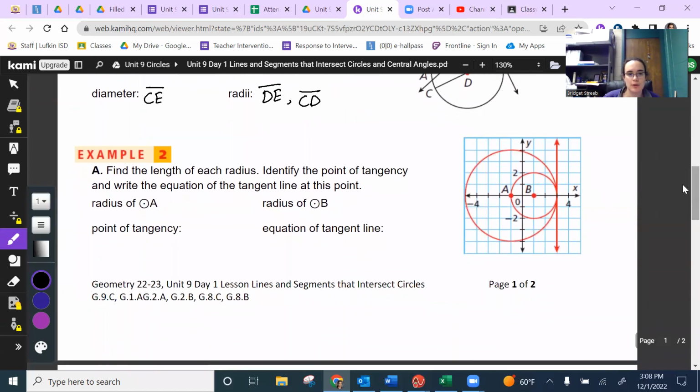Our next example, we want to find the length of each radius, identify the point of tangency, and write the equation of the tangent line at that point. So first off, radius of circle A. We go from the center of A to the side of the circle, doesn't matter which direction you go. And that is 4 units. Radius of circle B, again, from the center of the circle going to the side, it's 2 units.